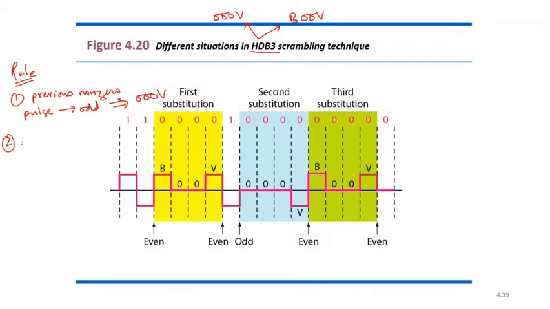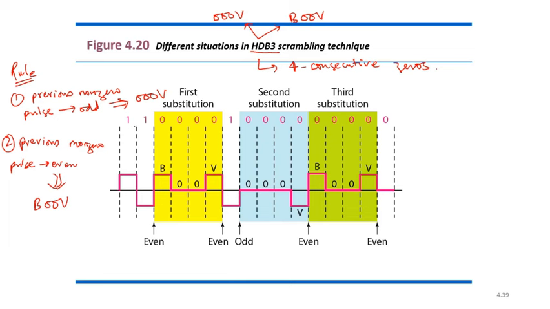Rule number two, if the previous non-zero pulse count is even, then we will be replacing it by B00V. So what is its meaning? Suppose this is the case. Here, first of all, it will be utilized for four consecutive zeros.